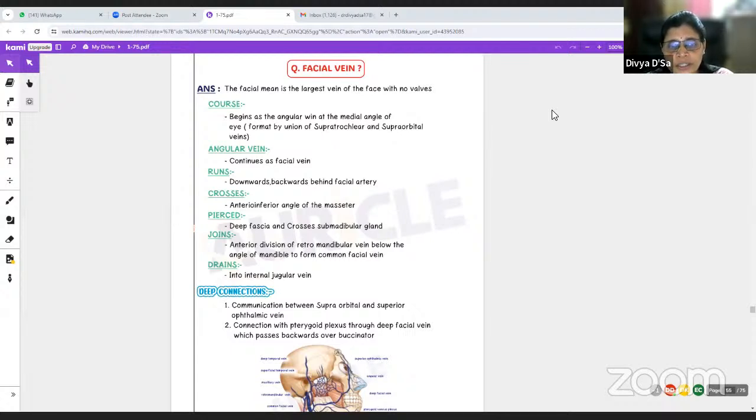So here it begins as the angular vein at the medial angle of the eye, where it is formed by the union of supratrochlear and supraorbital vein. So the angular vein continues as the facial vein, and the vein runs on the face downwards, backwards, and behind the facial artery. Okay, but it actually lies superficial to the facial artery. Facial artery is deeper, whereas facial vein is superficial.